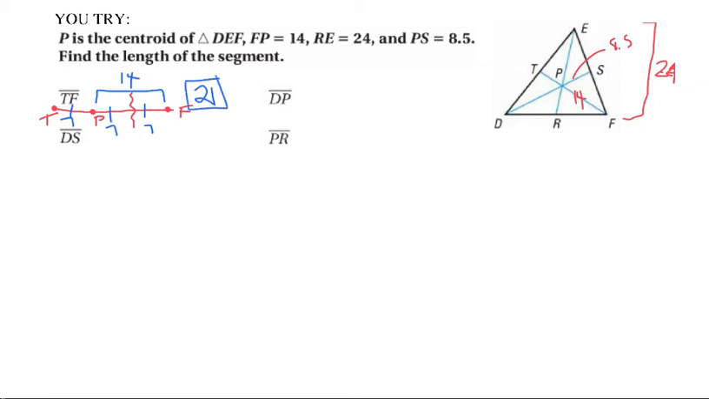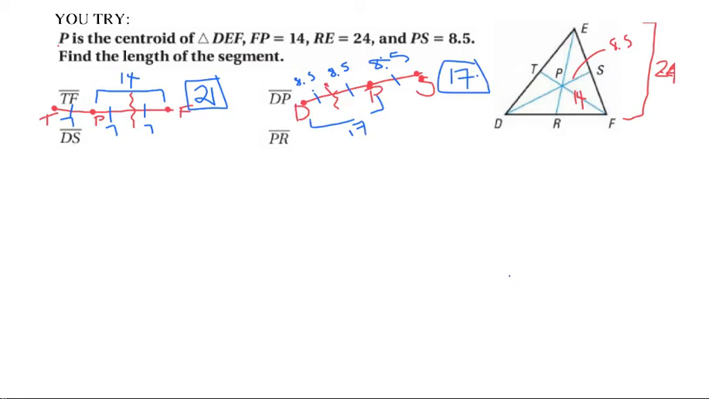So again, if I divide up DS into 3 equal portions, I can see that each of them is going to be the 8.5 that PS already is. So that means that DP is 8.5 times 2, and that gives me 17. DS is using the same picture, so I can take my 8.5 times 3, and I get 25.5.